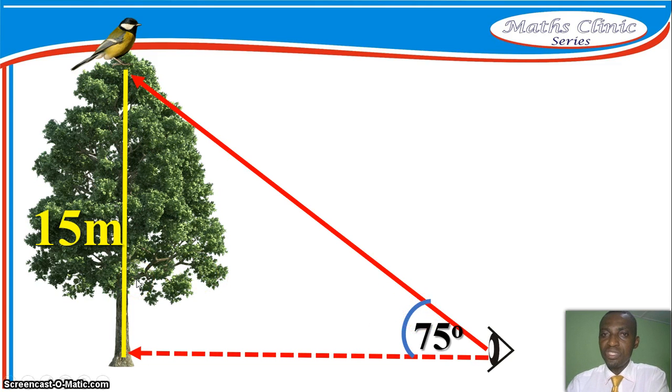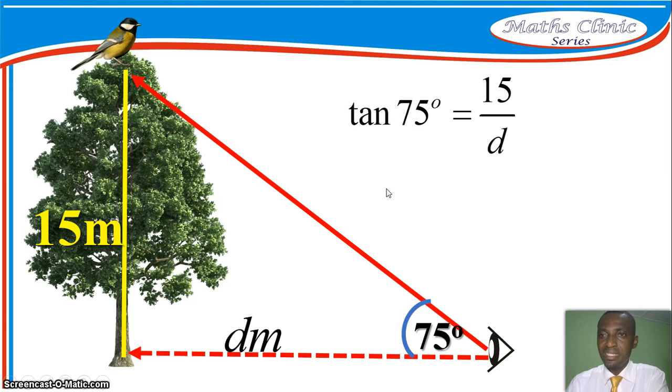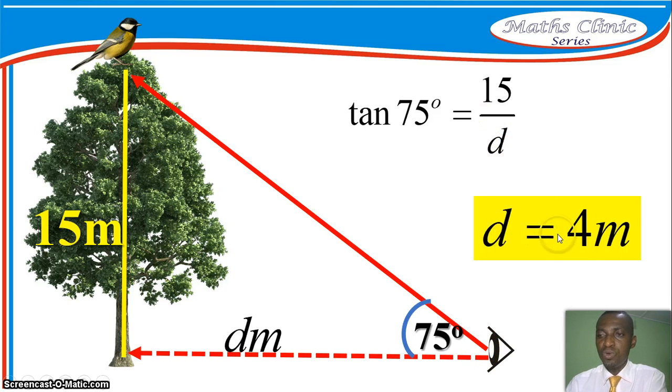So for us to solve this question, of course the question is asking us to find the distance from the foot of the tree to the observer, or from the observer to the foot of the tree. So that is our adjacent side of the angle. The opposite side has been given. So with our trigonometric ratios that we've learned, we can say that if you use tan theta, tan 75 will be equal to 15 over d, which is the d representing the distance between the foot of the tree and the observer. And when you simplify this by making d the subject, you end up writing d is equal to 4 meters. I think it makes sense.